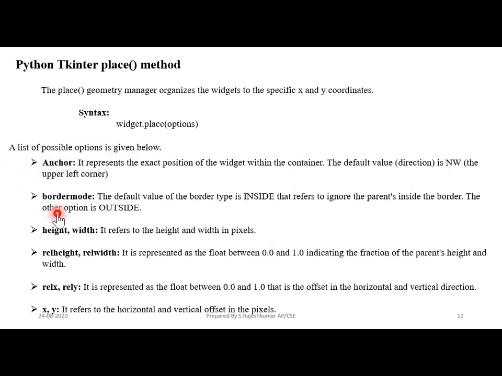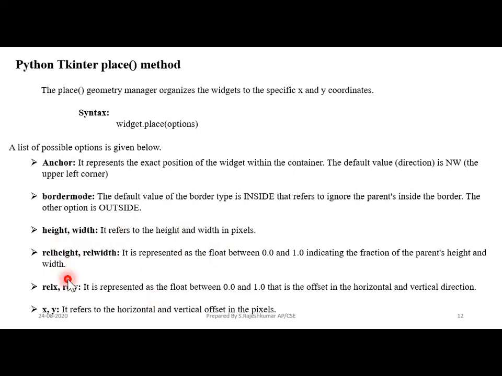Next is the border mode. The default value of the border mode is inside. So the widget contains the borders inside. It refers to ignoring the parent's inside border; within the border, the parent should not appear. The other option is outside. You can also use the outside border. Height and width you can represent by using the options that refer to the height and width in pixels.